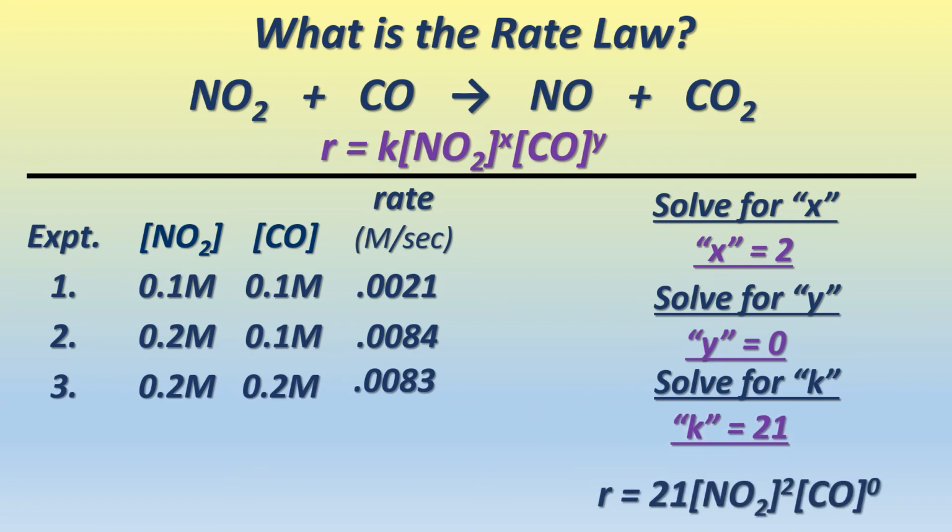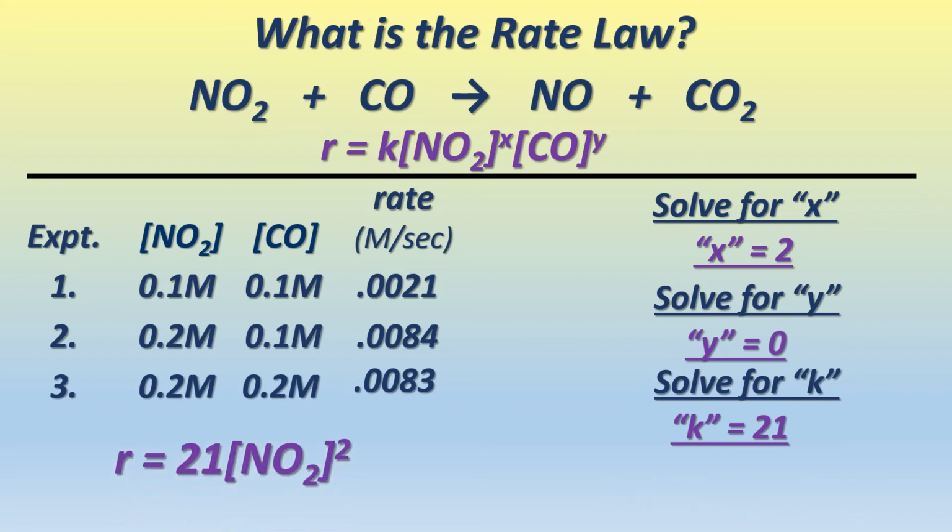So I have a rate law of 21 times NO2 squared times CO to the 0, or the rate is equal to a constant of 21 times the concentration of NO2 squared. You will notice that this does not depend upon the concentration of the other reactant, carbon monoxide. This has to do with the mechanism, which will be shown in the following video, also linked below.